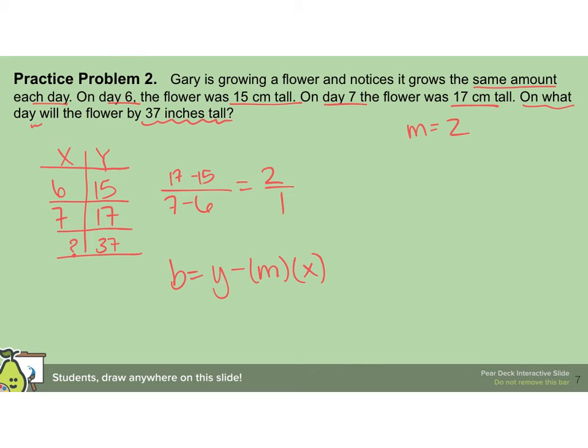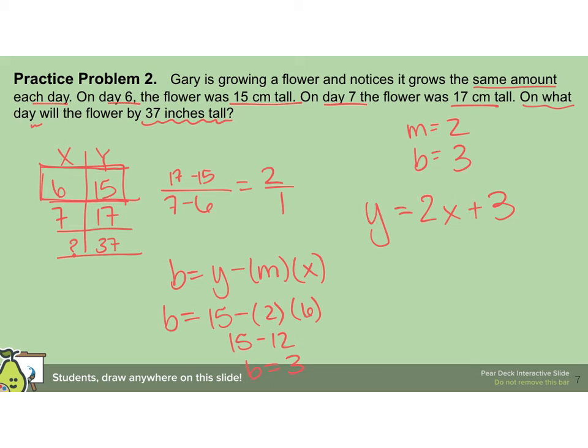I'm going to use the first point. So b equals 15 minus 2 times 6, which is 15 minus 12. The initial value is 3. Write the equation of the line. y equals 2x plus 3. So the question is, on what day will the flower be 37 inches tall? Is 37 an x or a y? A y. So I'm going to write 37 equals 2x plus 3, and then solve this two-step equation.